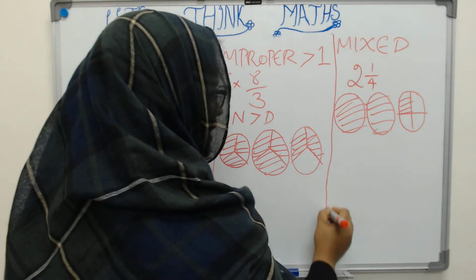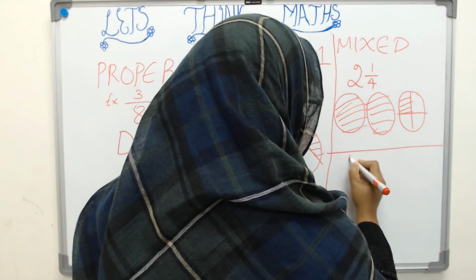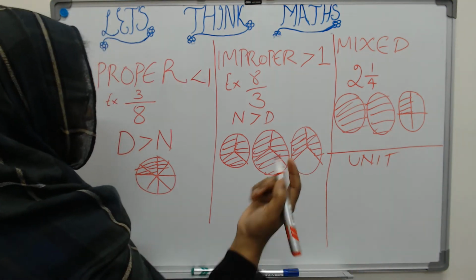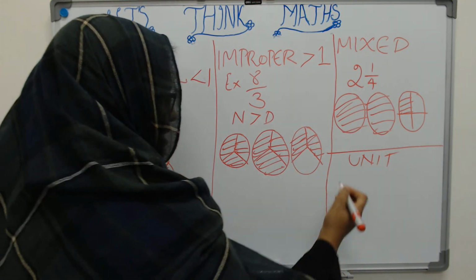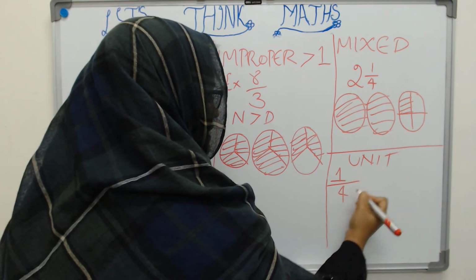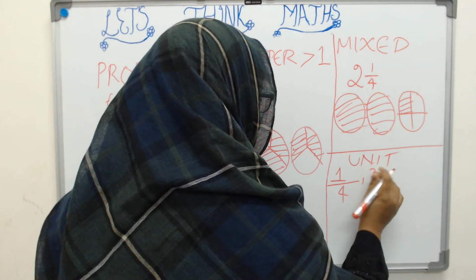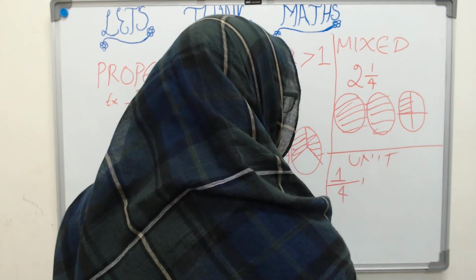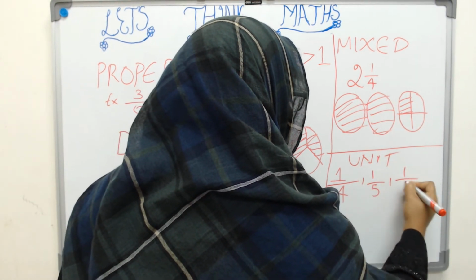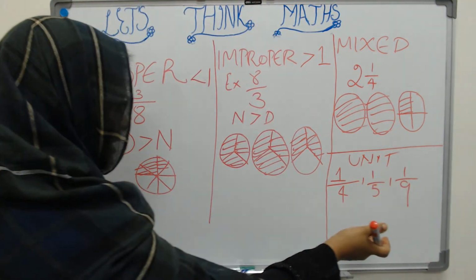And the last one is called the unit fraction. When we hear the word unit fraction, you know they are talking about 1. So any fraction which has 1 as its numerator is called a unit fraction. This is a unit fraction.